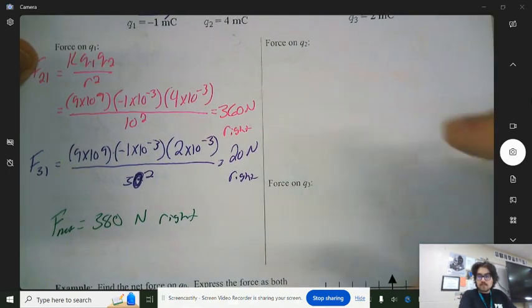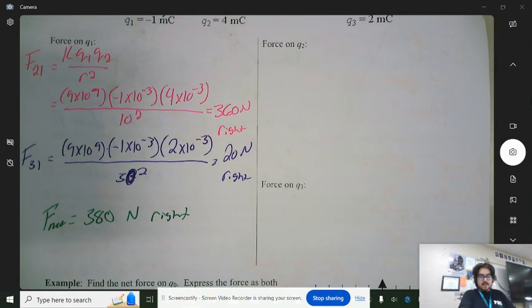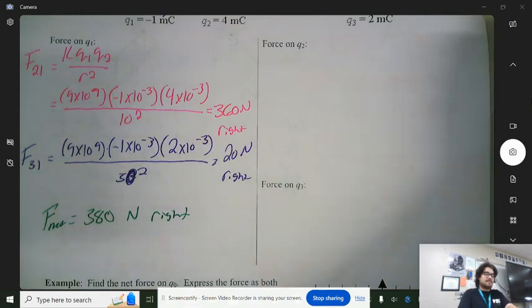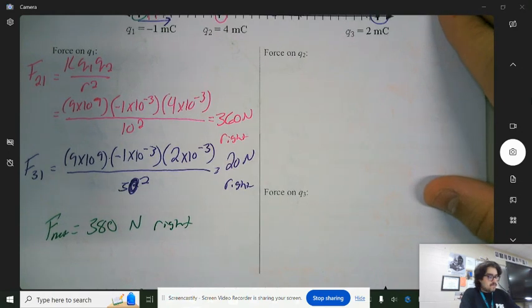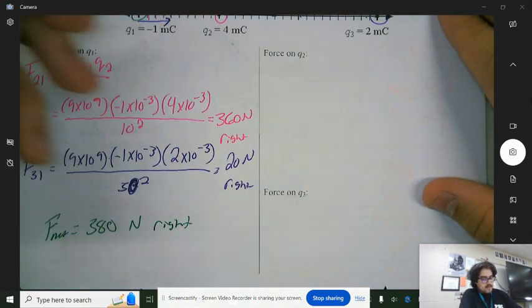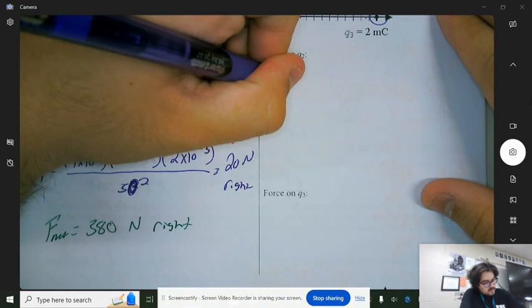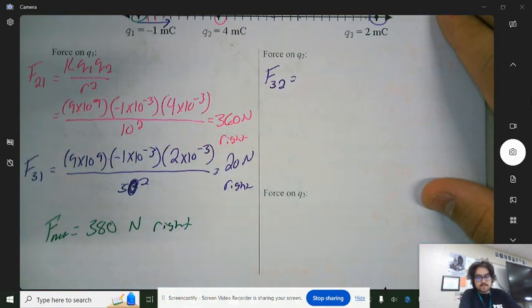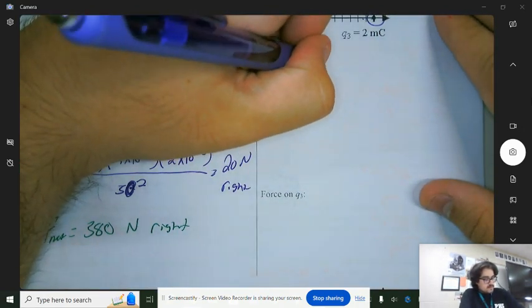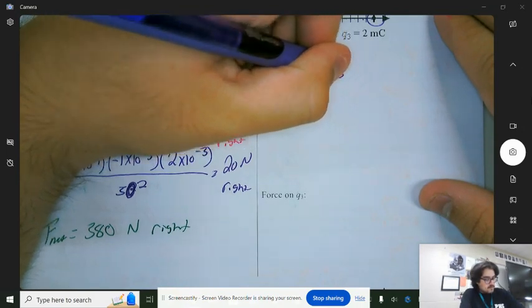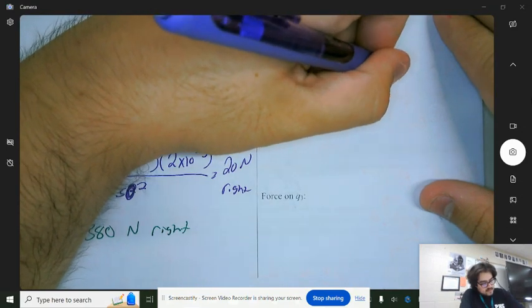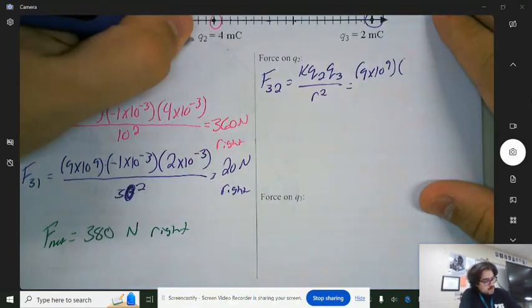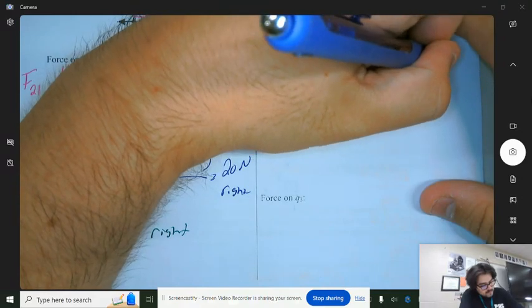The force on Q number 2: we only need to solve for one of them here, and I'll show you why that is. The force on Q2, well, let's figure out the force that 3 applies to 2. So the force of 3 on 2, you would do this time k Q2 times Q3 over r squared. If we plug all the numbers in, 9 times 10 to the 9th, Q2 is 4 times 10 to the negative 3rd.